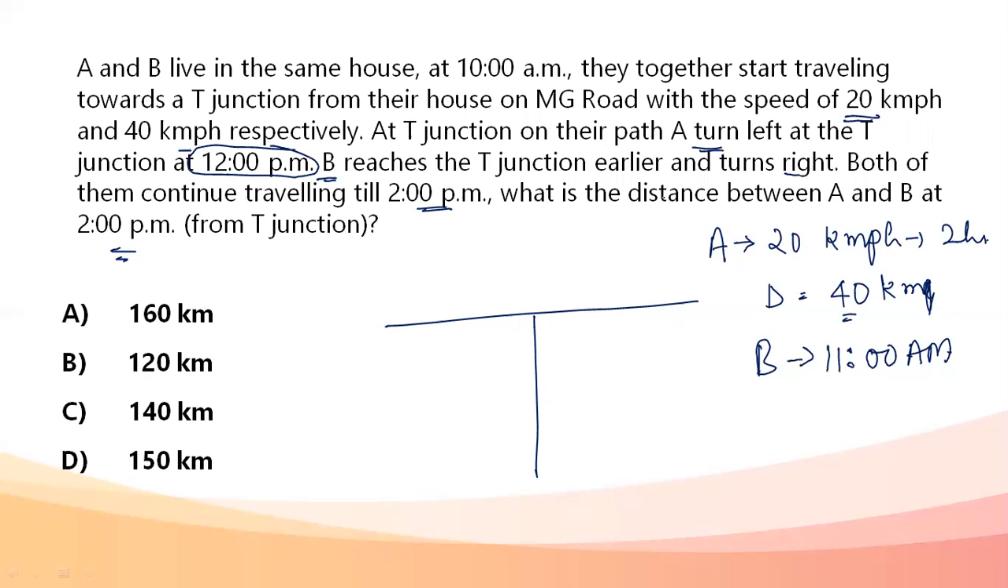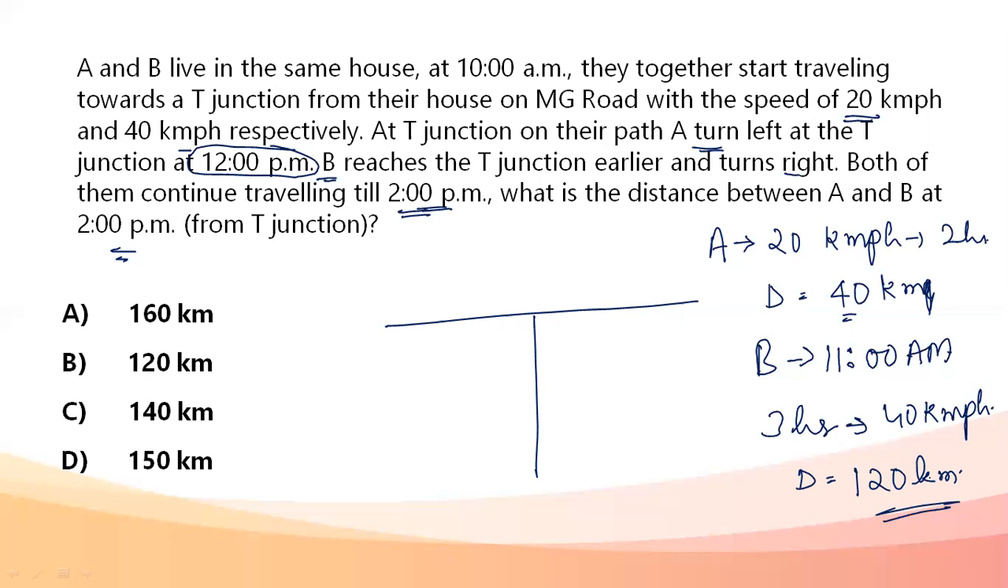And it is given in the next statement that B reaches the T junction earlier. So B also has to travel 40 kilometers only. B's speed is 40 kilometers per hour, so he has reached there at 11 a.m. That is given. And now B turns right. He will keep moving at the speed of 40 kilometers per hour for 3 hours, because we are talking about 2 p.m. and he has already reached at 11 a.m. He turns right and moves until 2 p.m., that is, for 3 hours. His speed is 40 kilometers per hour. The distance he would have traveled becomes 40 into 3, that is 120 kilometers.